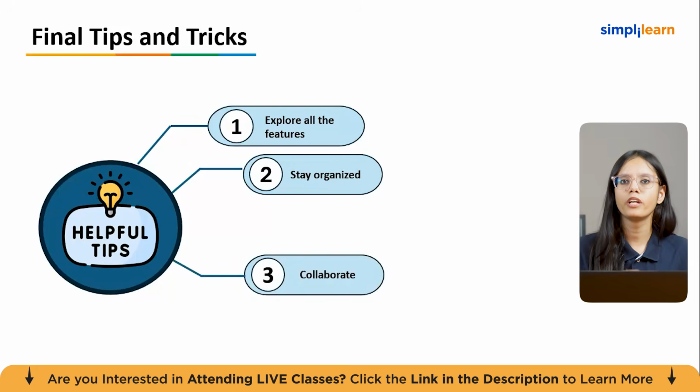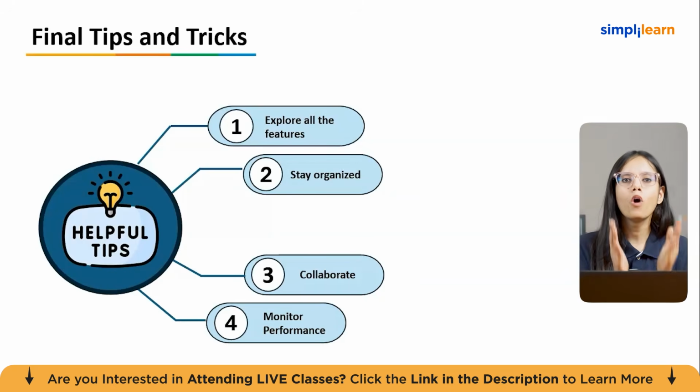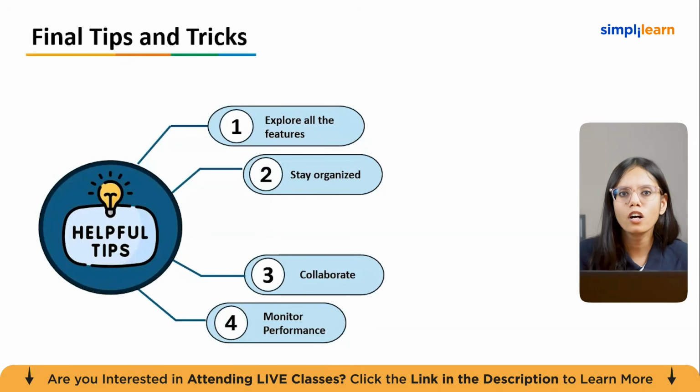Tip 3. Collaborate. Don't forget about LangSmith's collaborative features. If you are working with a team, real-time debugging and trace sharing will make problem-solving a breeze. Tip 4. Monitor performance regularly. Use LangSmith metrics to track token usage, latency, and error rates. Regular monitoring helps you optimize prompts, reduce cost, and improve the overall performance of your LLM applications.